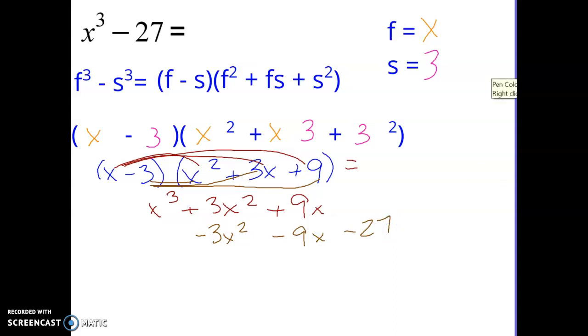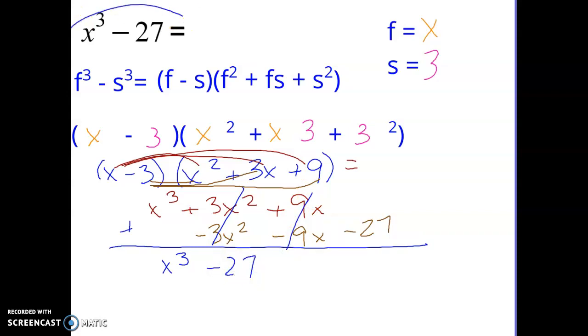Now, if I take all of those terms and add them back together, I get x to the third. Negative 3x and positive 3x cancel out. Positive 9x and negative 9x cancel out. Minus 27, which is what I started with at the beginning. So this is the factored form of this, but they're still the same thing. If I graphed it, I'd get the same thing. If I tried to solve it, I would get the same thing. No matter what you do, those two things are the same.